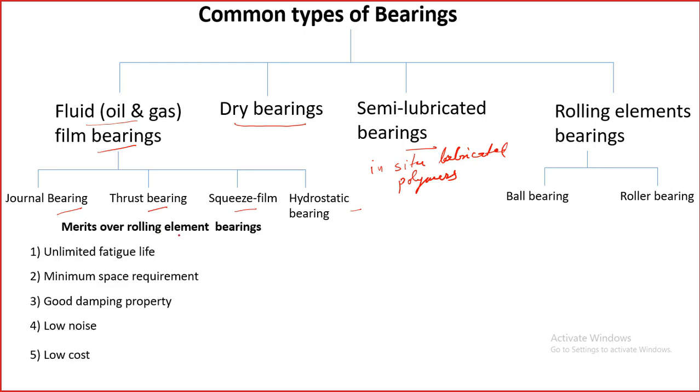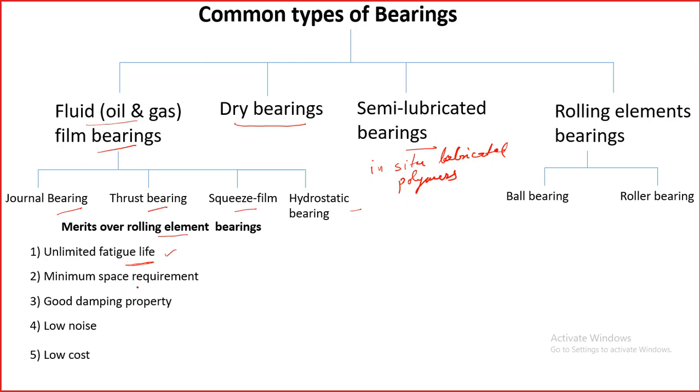Some of the merits of fluid film bearings over rolling element bearings: unlimited fatigue life. Rolling element bearings suffer from fatigue wear, or fatigue failure, because, as you know, the stresses change quite dramatically because of the non-conformal contact. Whereas in fluid film bearings, generally the contacts are conformal, and therefore the load is uniform and less changing. So fatigue life is almost unlimited here.